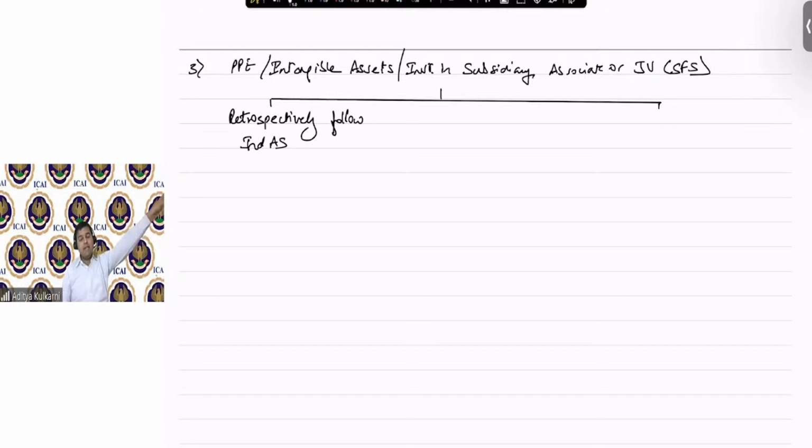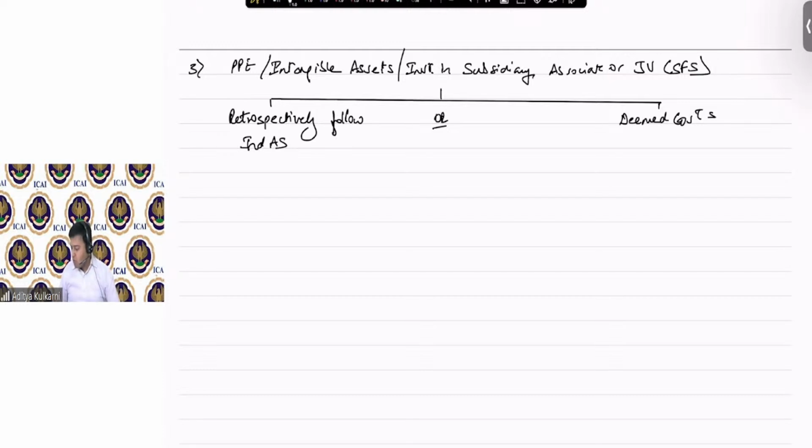मतलब पुराने जमाने से you have to go to those dates, apply Ind AS, do the depreciation after that, and then arrive at the value as on the date of transition. मतलब बहुत बहुत बहुत मेहनत करनी पड़ेगी. You have to do a lot of effort. Or alternatively, you can go for deemed cost.